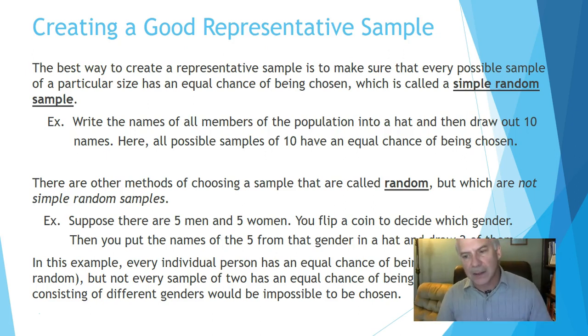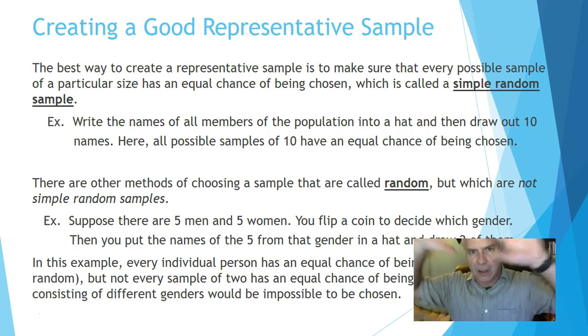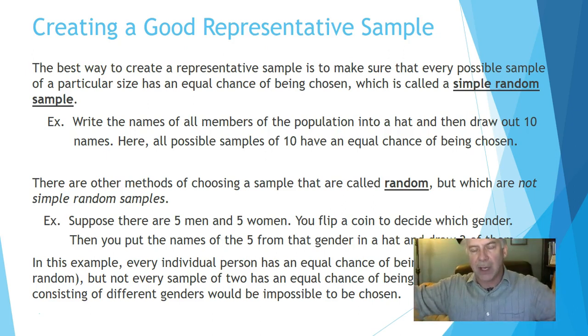So one way to do this is to write the names of all the members in the population, selecting them from the population, and put them in a hat and draw out 10 names out of that hat. So we're assuming a population that's not too large. Here, all possible samples of 10 have an equal chance of being chosen. Every possible sample of 10 names there could be chosen just as equally as some other sample of 10. That is a simple random sample, okay?